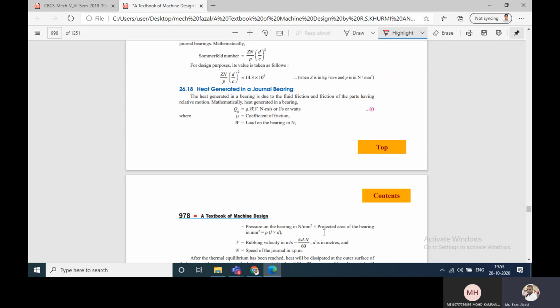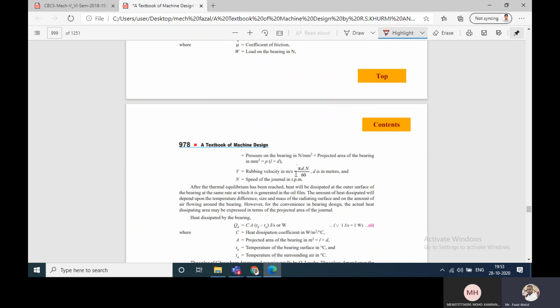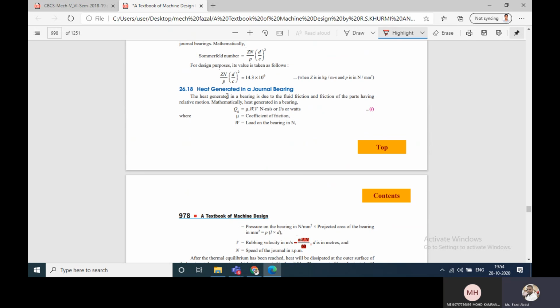V is the rubbing velocity, pi d n by 60. This is the relation to calculate the V, where n is the speed of the bearing in RPM. So this relation is to calculate the heat generated in the bearing.